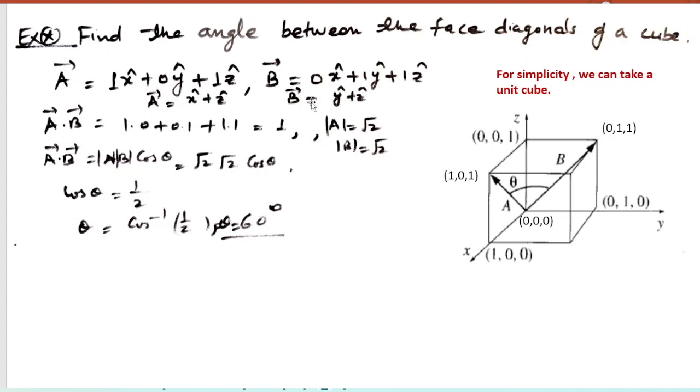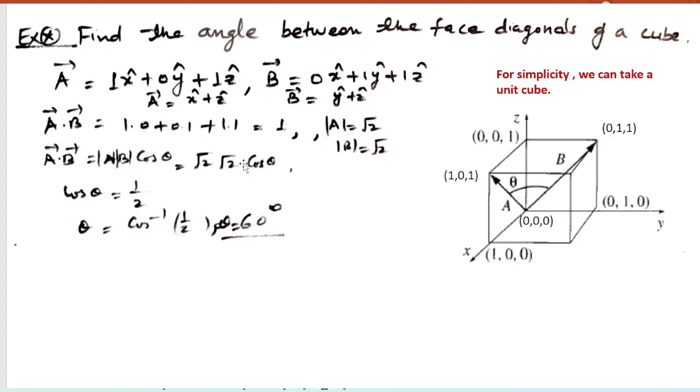Now we have two vectors, so we take the dot product of these two vectors. A dot B is: with x cap there is no x cap, so 0; with y cap, 0 into 1; and with z cap, 1 into 1, which gives 1. The dot product of these two vectors is 1. The magnitude of A is under root 1 plus 0 plus 1, which is under root 2. Similarly, the magnitude of B is under root 2.